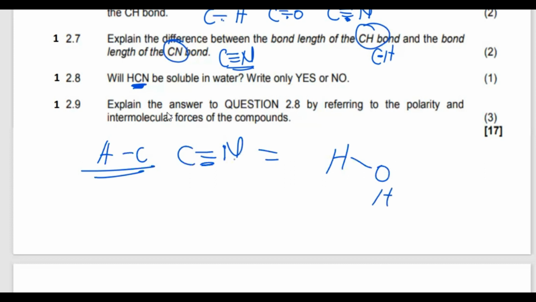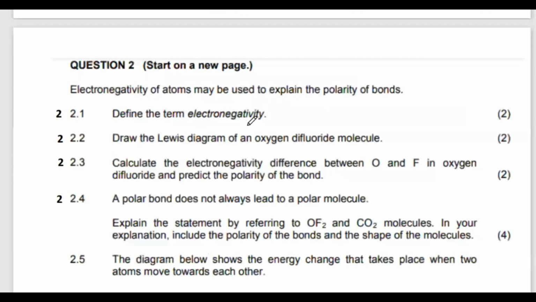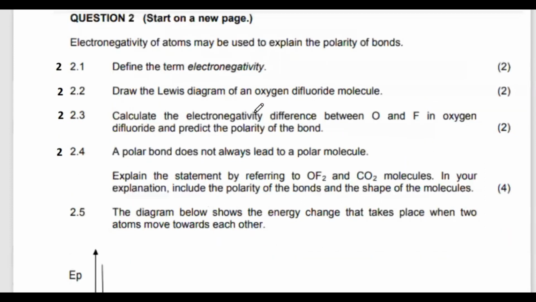Yes, and the water molecule. Hence, it's going to become soluble. Define electronegativity. We have talked about it. Electronegativity is the ability of the atom to pull the bonding pair of electrons.